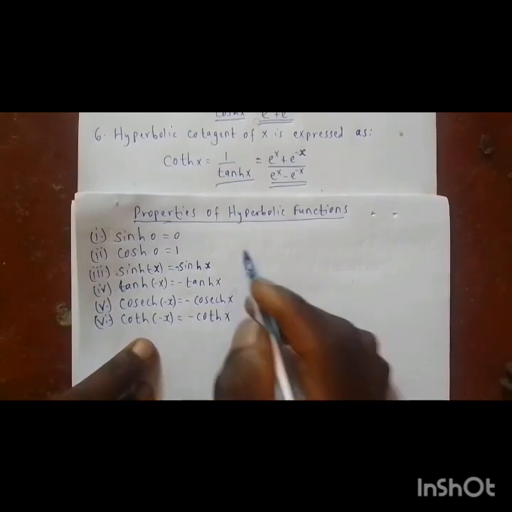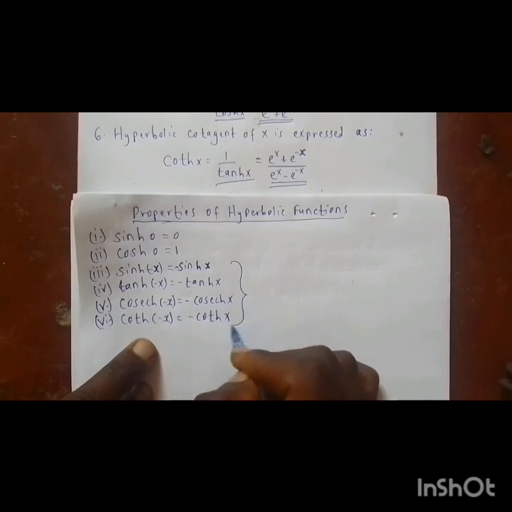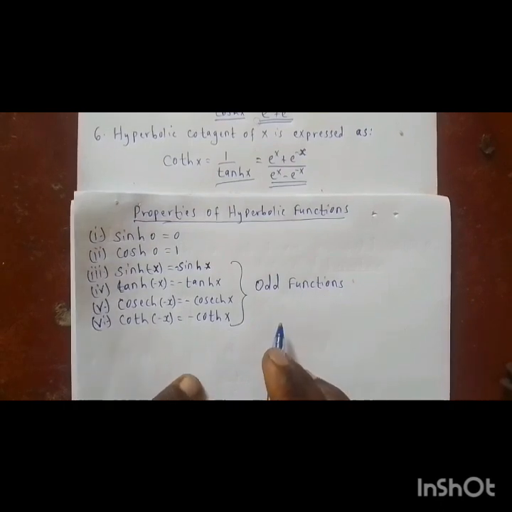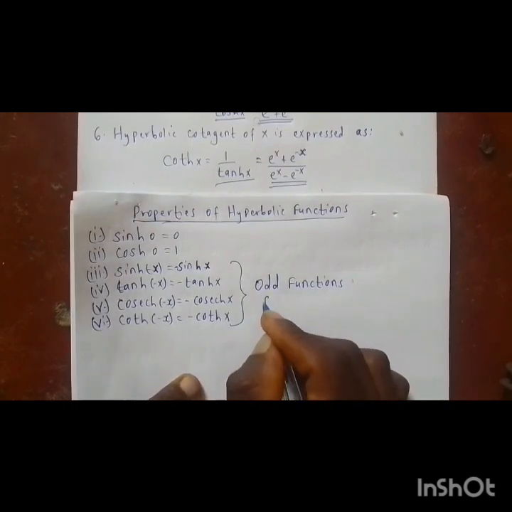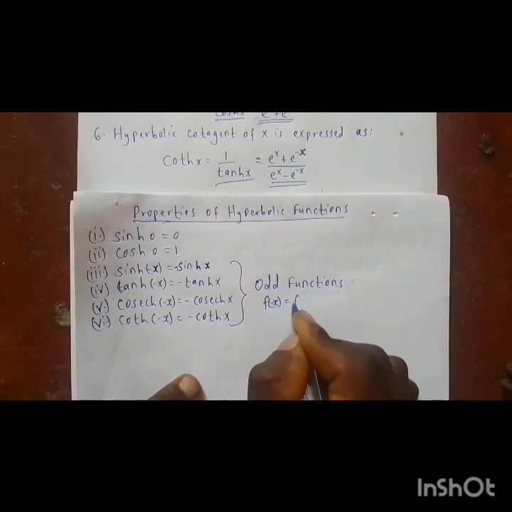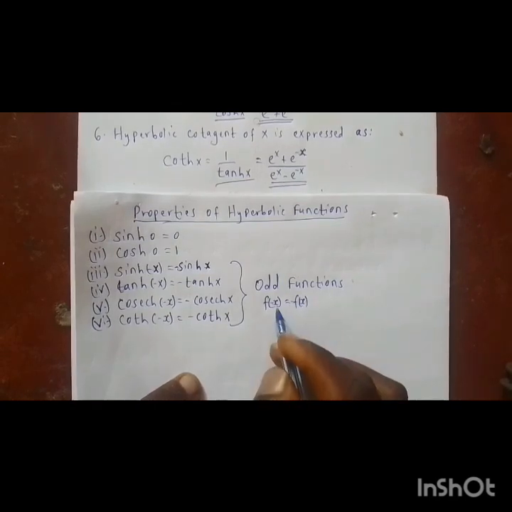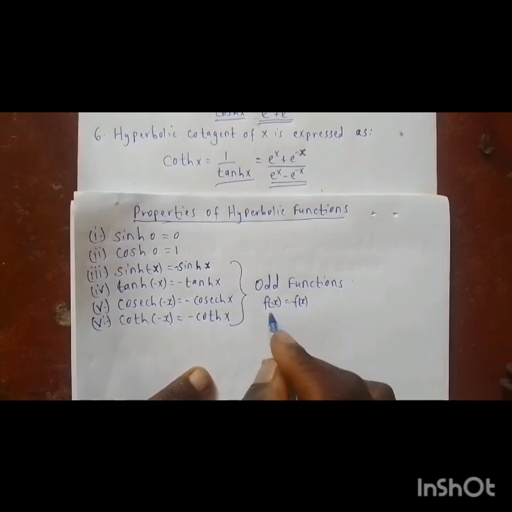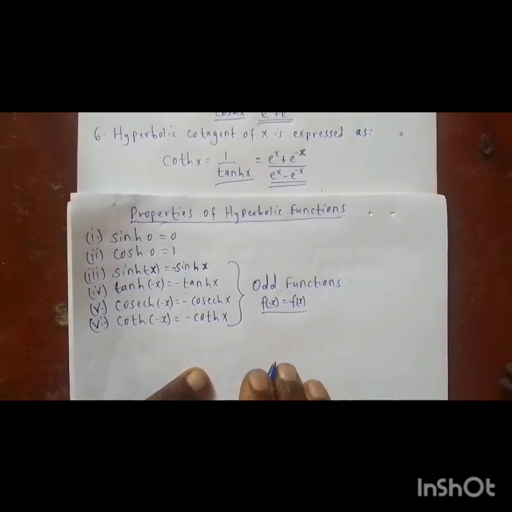So we classify these functions as odd functions because they are defined by this: if we have the function of a negative variable, it becomes the negative function of that variable. This is what defines the odd functions.